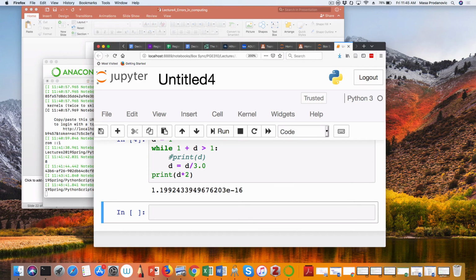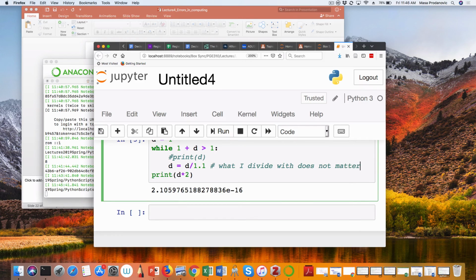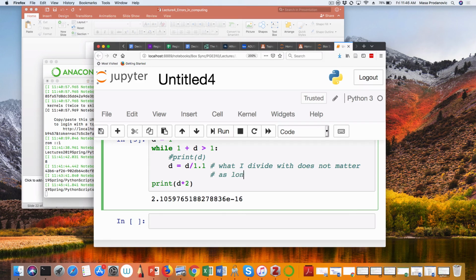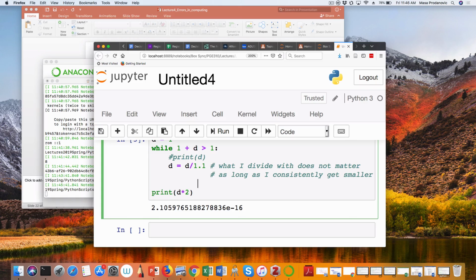Slightly different, right? If I divide by 1.1, slightly different. So none of these are precisely the number. I'm just getting close. It's just that at some point it's going to be too small. So what I divide with does not matter as long as I consistently get smaller. I cannot find this limit precisely. So whatever I do is an approximation, but it still gives us an idea of how different the numbers can be when I'm adding them.